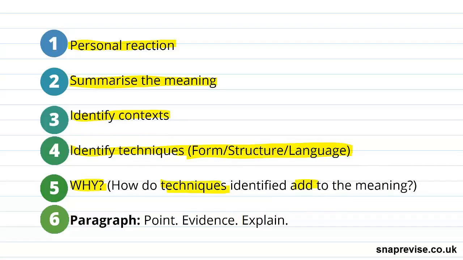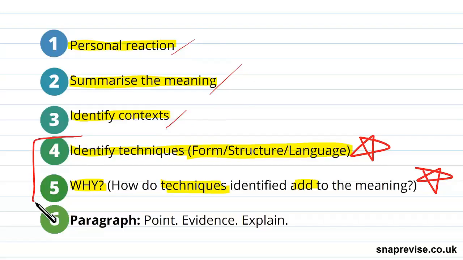And I would say the most important ones of these are techniques and why. If you have to, you can leave out your personal reaction or a summary or a context, but these 2 should be in every single paragraph that you write, and ideally these 3 as well.